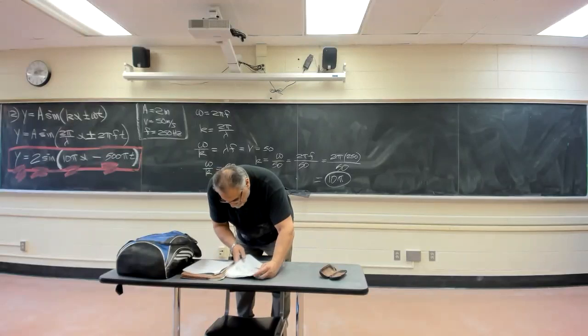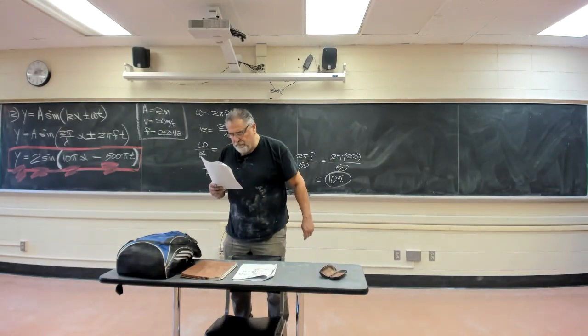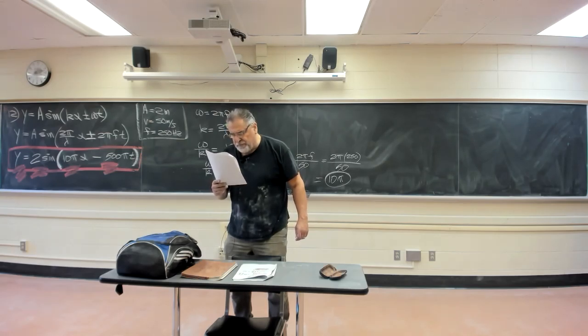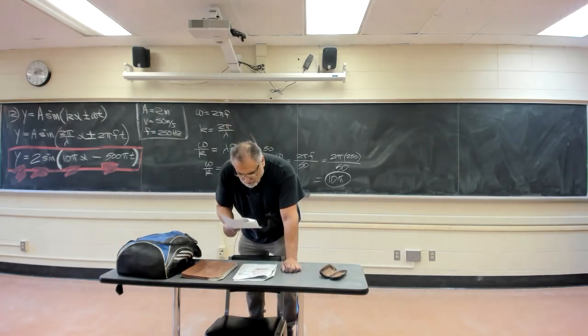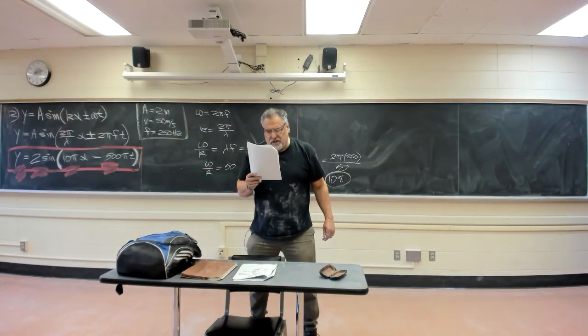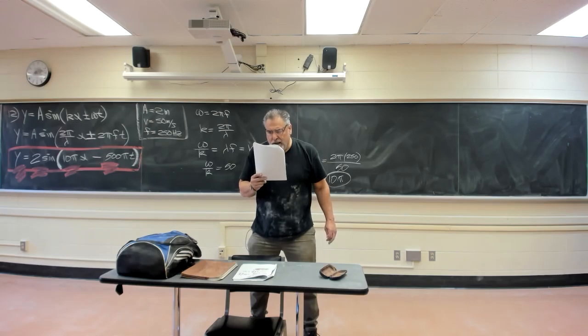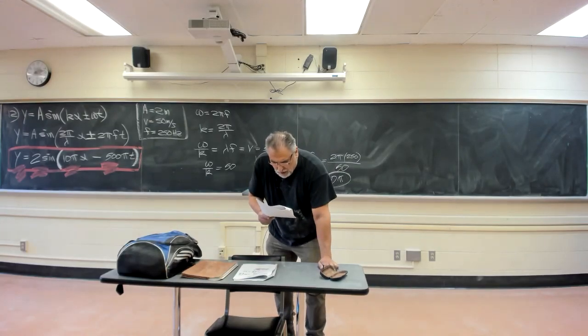For 13, waves on a string. A string of length capital L is under tension, and the speed of a wave in the string is v. Sounds kind of familiar. That's all right. We can do it again. Waves on a string. A string of length capital L is under tension, and the speed of a wave in the string is v. What will be the speed of a wave in the string if the length is increased to 9 capital L from 1 capital L?